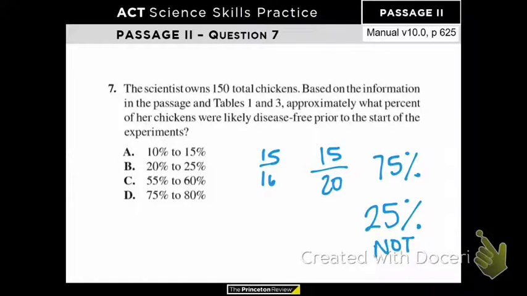Okay. If I look at table 3, again, it's 20 chickens in each group, and all of them start out at either 15 or 16 chickens. So this trend continues. And so they say that we can assume that this is true of all of her chickens. Okay, so it says that she has 150 total. We're assuming that these percentages are going to be the same, or roughly the same for all of those chickens. And so that's why our answer would be B, 20 to 25%.